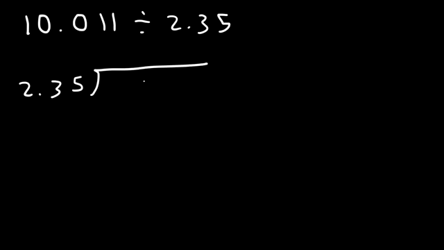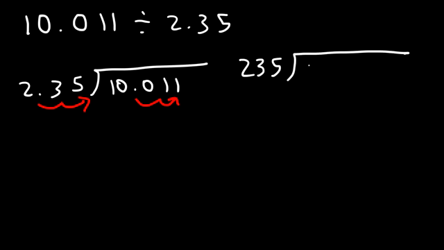Now let's try another problem. But this one is going to be a little bit harder than the previous ones. 10.011 divided by 2.35. Go ahead and try that. So first, let's adjust the problem. So this time, we need to move the decimal point 2 places to the right in order to make this a whole number. And so we're going to do the same thing here. So this becomes 235. I might need more space. And on the inside, this is 1001.1.